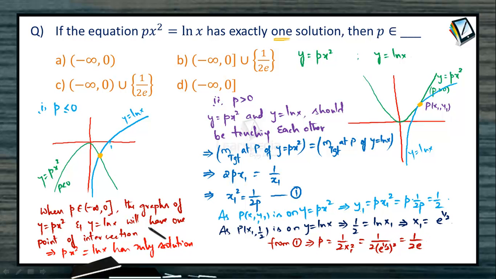But when p is negative, what do we observe? Throughout from minus infinity to 0, there will be only one point of intersection and hence only one solution. So what is the total combined set of values of p so that you have only one solution? Yes, from minus infinity to 0, all negative values of p, and among positive values only p being 1 by 2e. So which option is satisfying? The option presented as B is satisfying the required equation having only one solution.